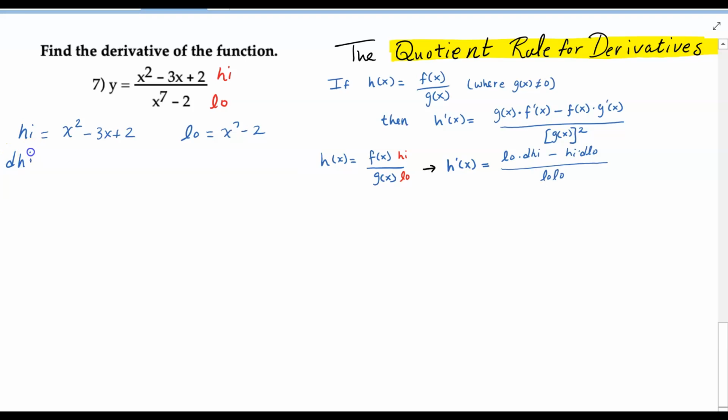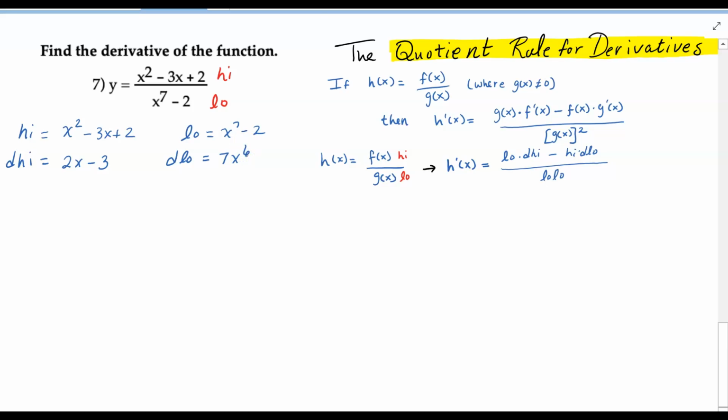D high, I'm going to call the derivative of the top, which is going to be the derivative of x squared is 2x minus 3. The derivative of 2 is 0, of course. And then d low, the derivative of the bottom. So the derivative of x to the 7th is 7x to the 6th power, and the derivative of 2 is 0.